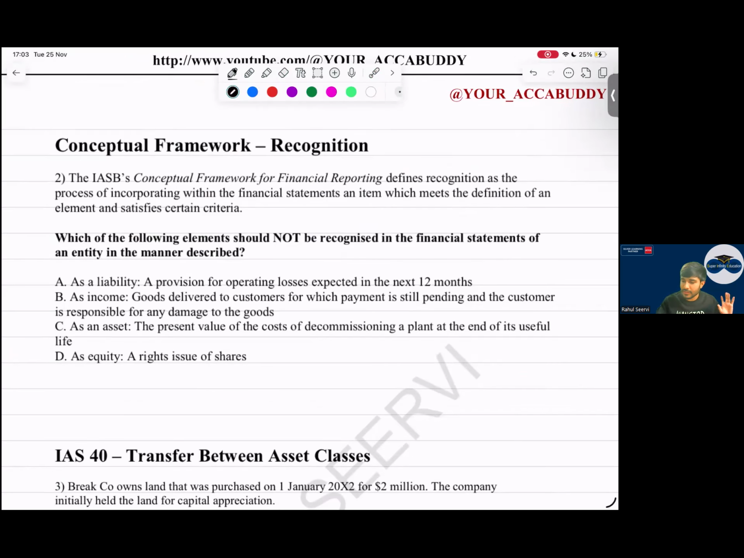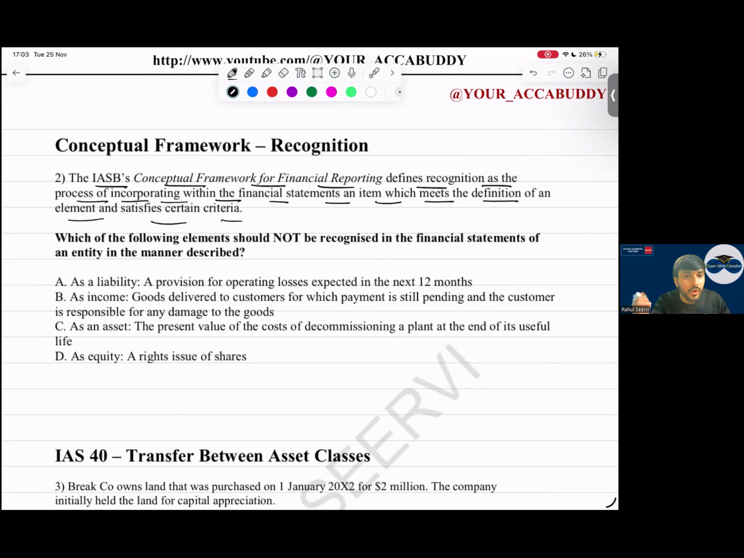If you remember, in our class also we had done the recognition criteria. What does recognition say? That we should recognize any element, that is asset, liability, equity, income or expense, when it provides relevant and faithful representation. Now let us see this. The IASB conceptual framework for financial reporting defines recognition as the process of incorporating within the financial statements an item which meets the definition of an element and satisfies certain criteria.